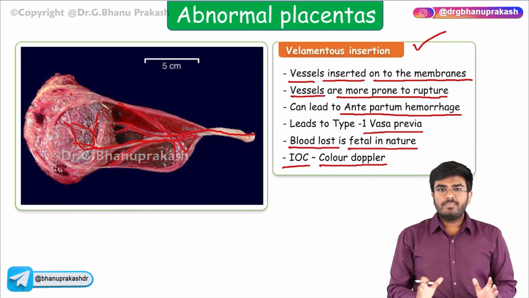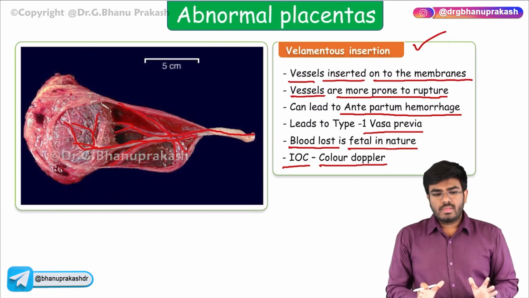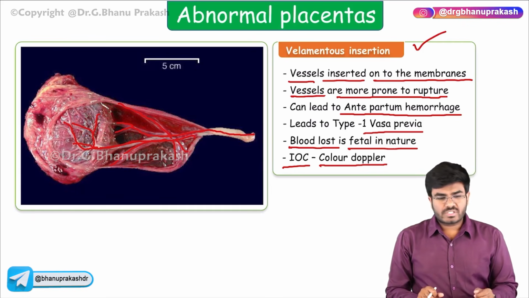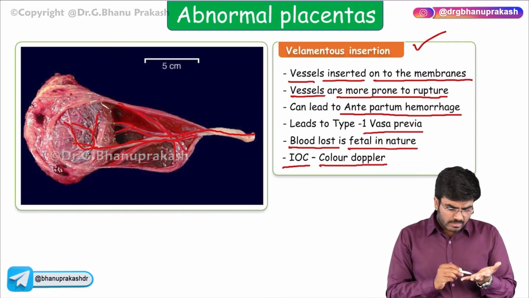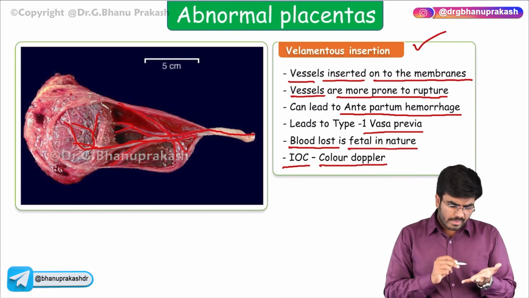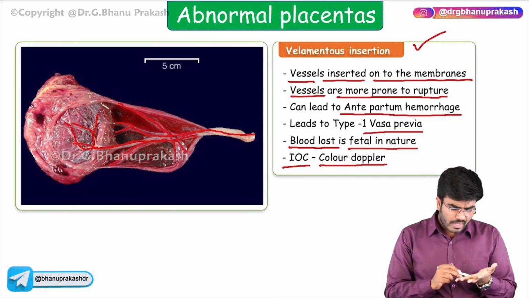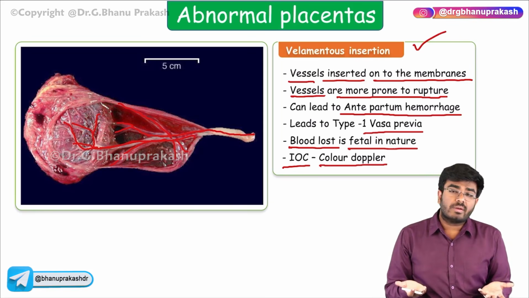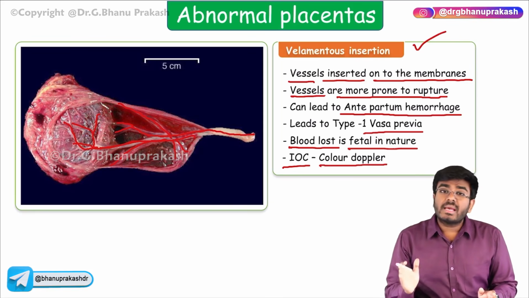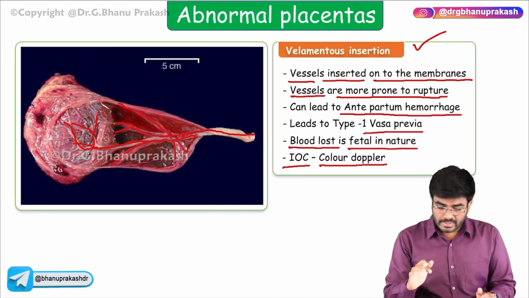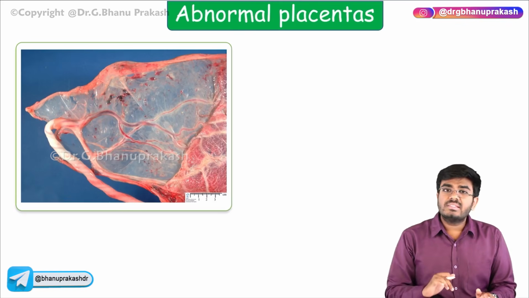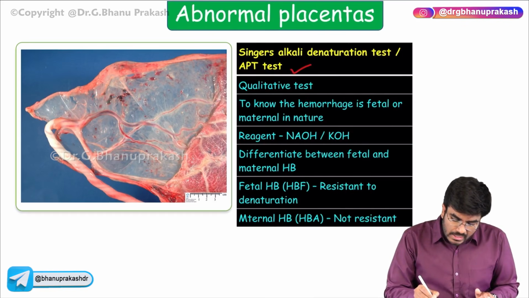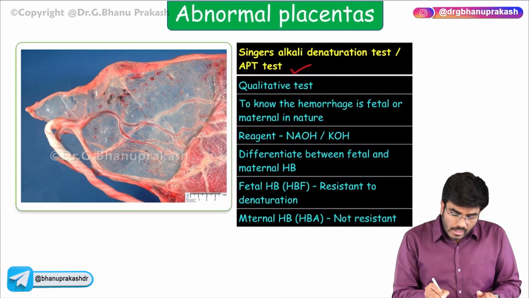Imagine that there is a female who presents to your clinic. She is at 33 weeks of gestation and she is bleeding. This antepartum bleeding may be because of placenta previa, abruptio placenta, or it might be because of Vasa Previa. How do we differentiate maternal bleeding from fetal bleeding? There is a test called Singer's alkali denaturation test, or APT test.